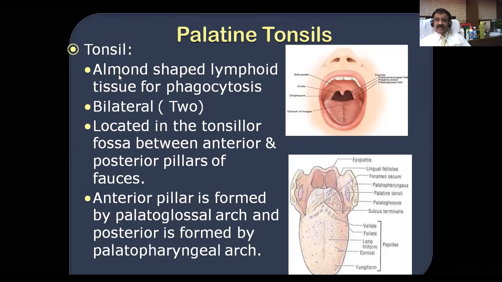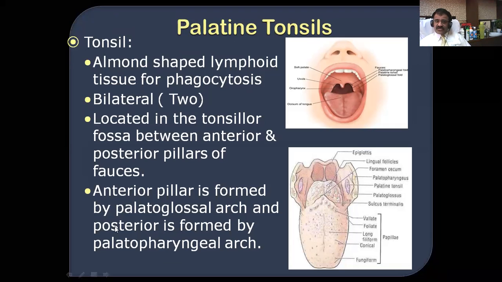Tonsil means it's an almond shaped lymphoid tissue which is meant for phagocytosis. It is bilateral, means it is present on both sides in the fauces, located in the tonsillar fossa between the anterior and posterior pillars of the fauces. The anterior pillar is formed by the palatoglossal arch, and the posterior by the palatopharyngeal arch. So you can see palatoglossal arch in front and palatopharyngeal arch behind. Each arch contains one muscle of the same name. So palatoglossus एका arch मध्ये असतो आणि palatopharyngeus एक muscle दुसऱ्या arch मध्ये असतो.